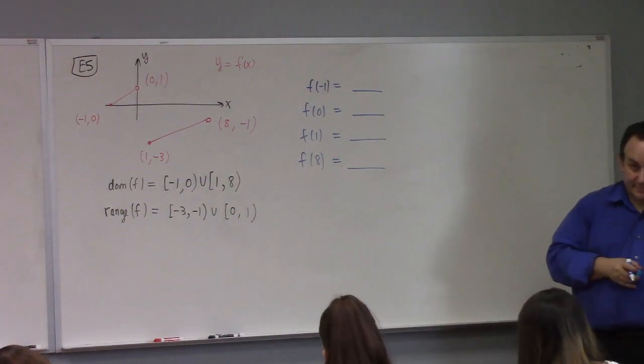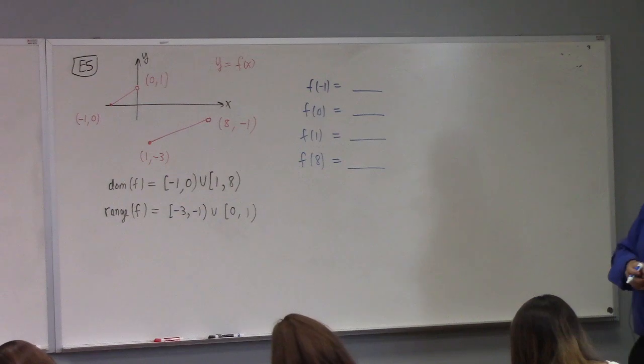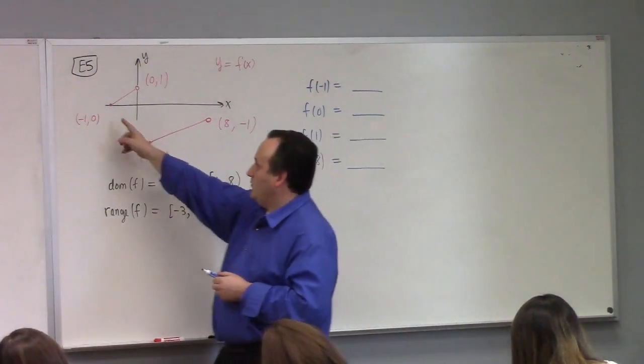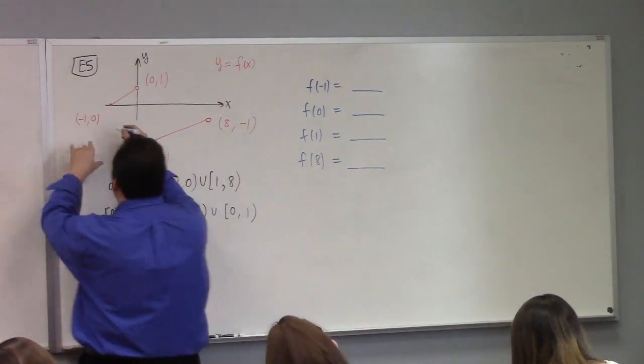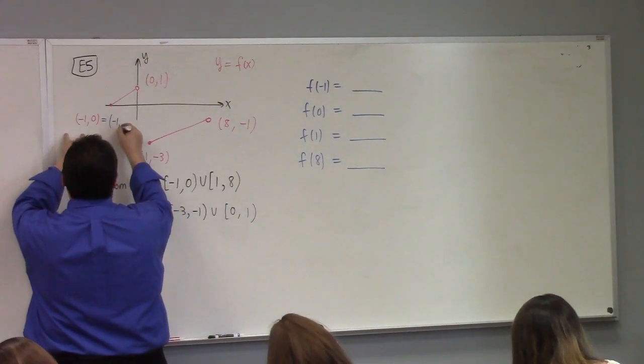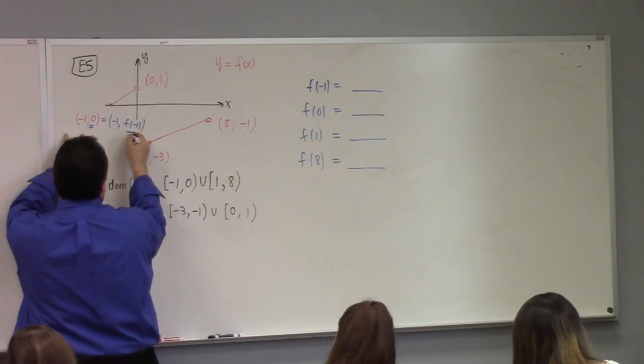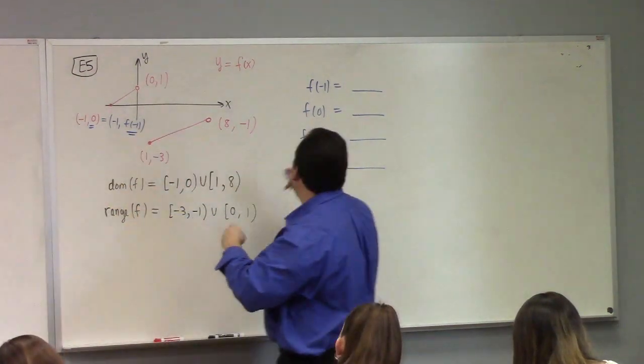So what do we got here? How about f of minus 1? What's that equal to? 0. Now, for those of you who answered, how did you know that? You looked at this point right here, right? And since it's on the graph, it has the form minus 1 comma f of minus 1, and this has to match that.